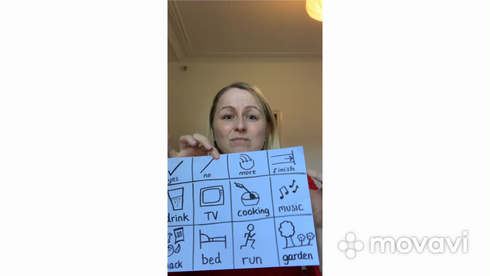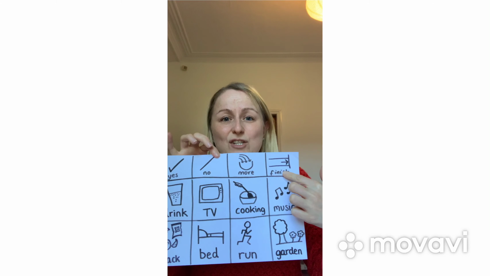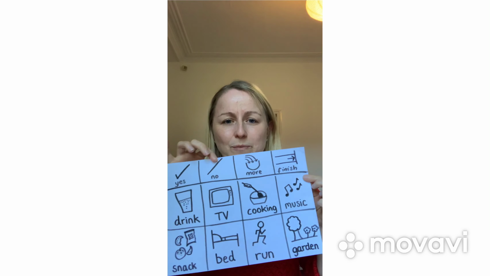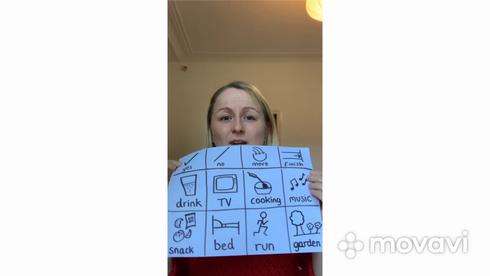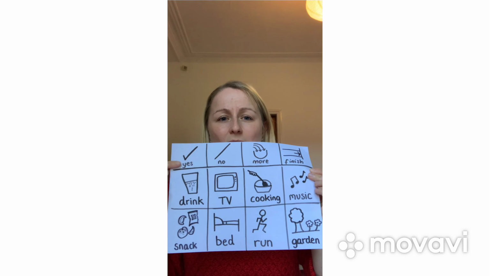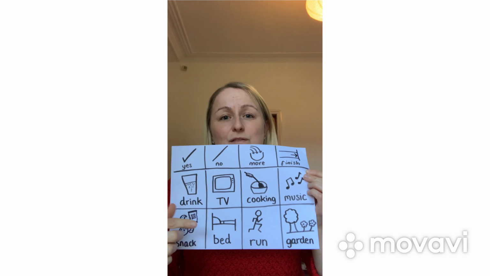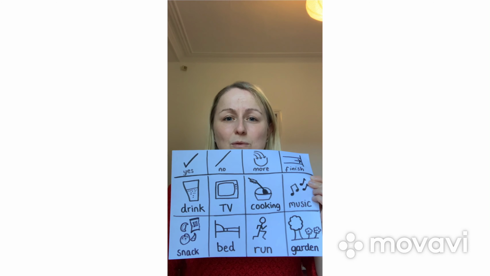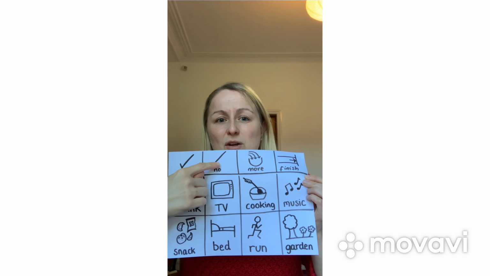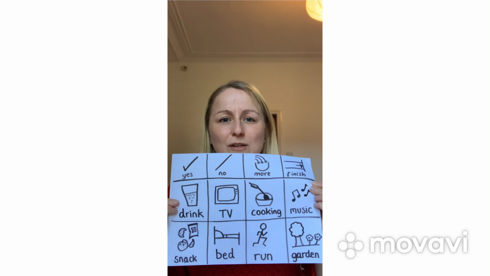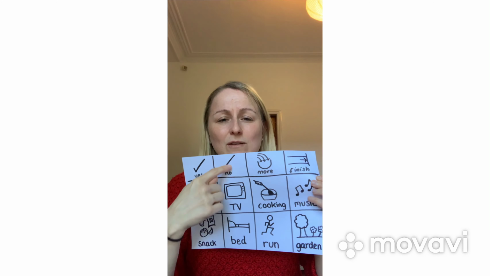So you could say the TV is finished. So you're backing up that the TV is finished and you're using that visual. And then you can also help them if they have difficulty with saying maybe yes or no. If you've looked at their facial expression or they've maybe pushed something away to say that they don't want it, you can say no, no cooking or no drink. So you can start to teach them those words and support them with those words.